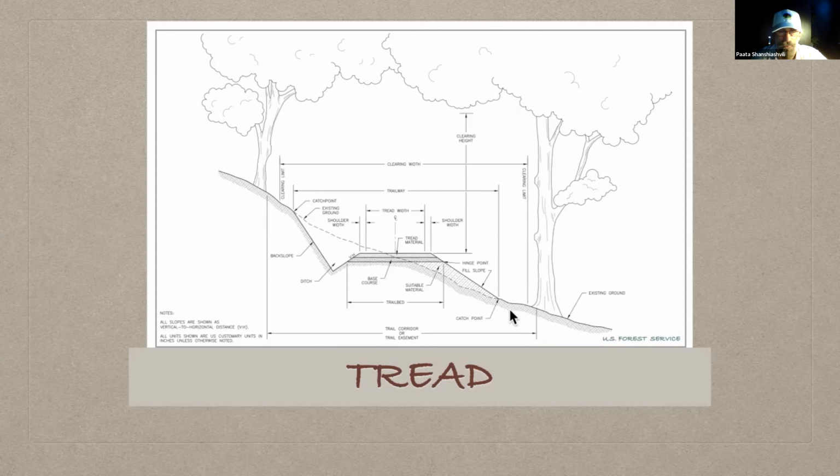All right, so those are just a few examples of different construction details that can be used to construct your trail other than just laying it right on top of the ground.